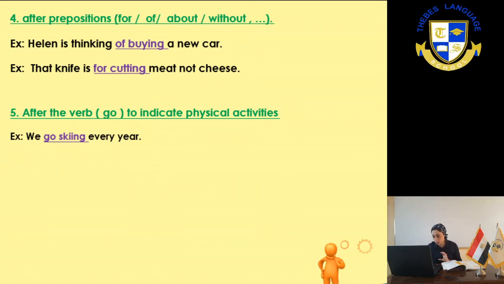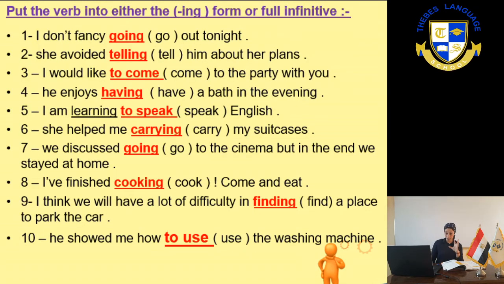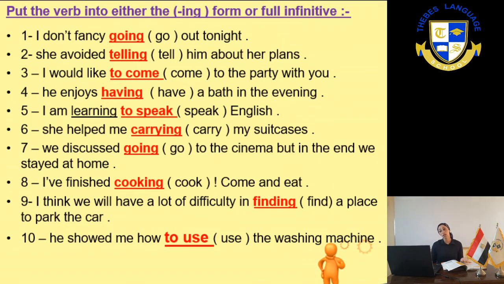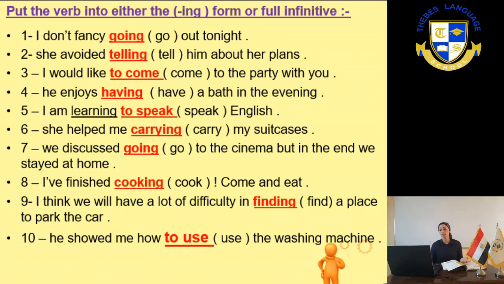Let's move to slide number 8 in order to check the first slide including exercises on this lesson. Put the verb into either the ing or the full infinitive. I don't fancy out tonight. Going. She avoided tell him about her plans. Telling.